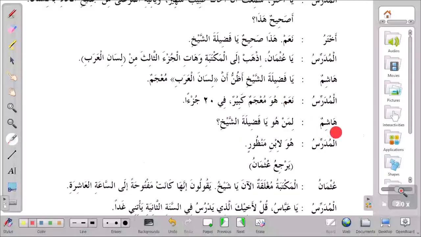Lisan al-Arab. So Hashim says, Liman huwa ya fadilat al-shaykh, to whom does it belong? Who is the author? Who is the owner of this book? Who is the one who authored it? The teacher says that huwa li Ibn Manzur, it is for Ibn Manzur.